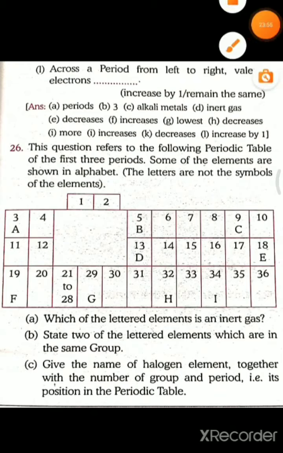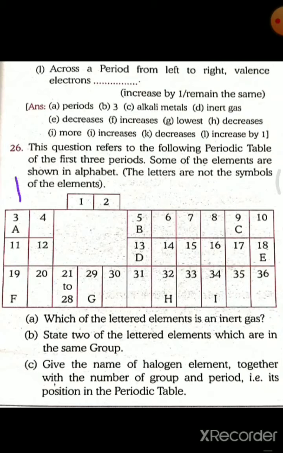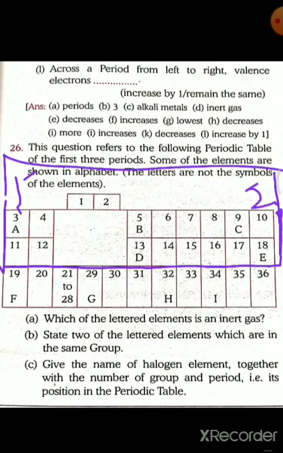Your next question. The question refers to the following periodic table of the first 3 periods. Some of the elements are shown in the alphabet. The letters are not symbols of the elements. So everything is just the same. You have to see that the first 3 periods are given here. That means 1 will come here and 2 will be here. This one is hydrogen, this one is helium, and the remaining till 18 is your third period. So this is up to our third period, 1, 2, then up to 18.